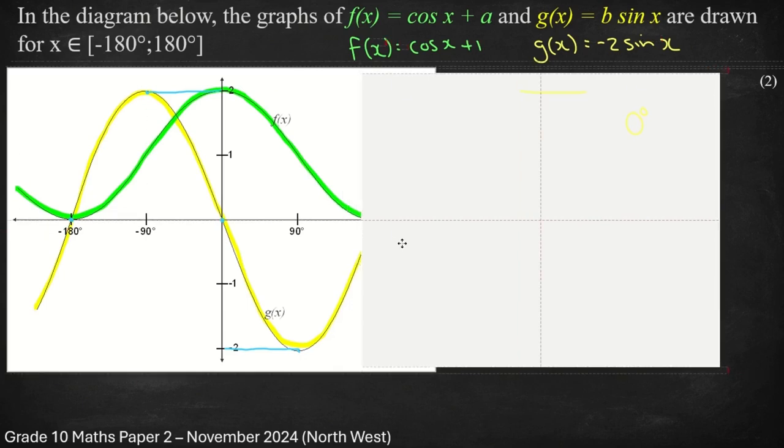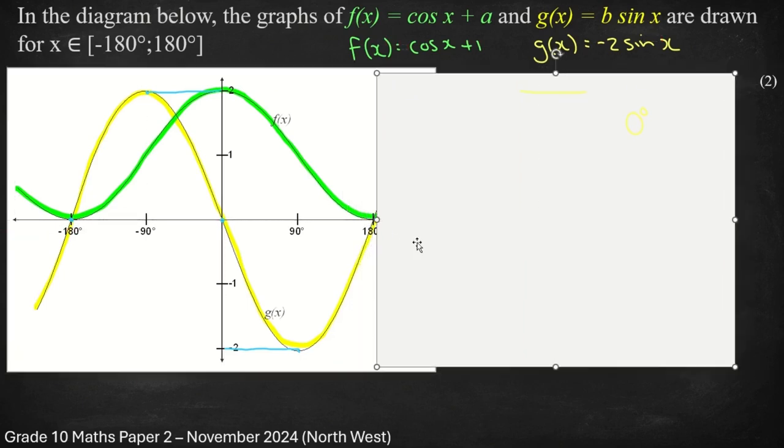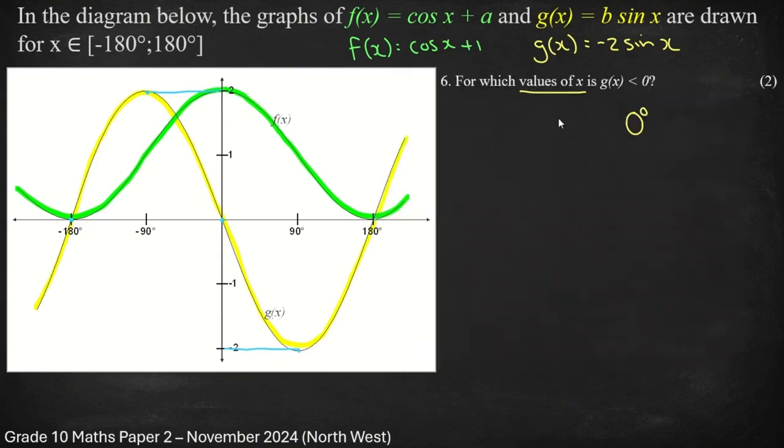So I'm going to move it, move it, move it, move it. And at 180 degrees, it touches 0 again. I'm not going to go any further than 180 degrees because that is the interval for our graph. So now I'm going to remove this piece of paper and I'm going to write 180 degrees because I know that x must be somewhere between 0 degrees and 180 degrees. That is where my graph is below 0.